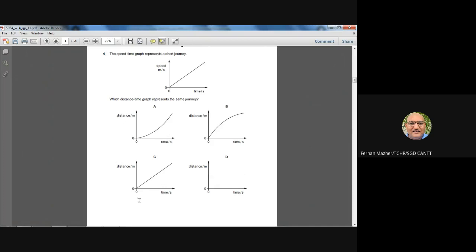Here we have 4 distance time graphs. Here the speed is increasing, so the distance time graph must be an increasing curve. So A is the right option, sir. Question number 4, A is a distance time graph whose gradient is gradually increasing, a curve.